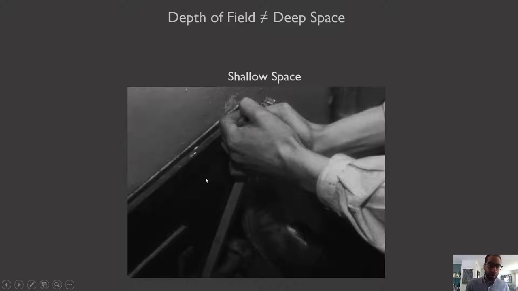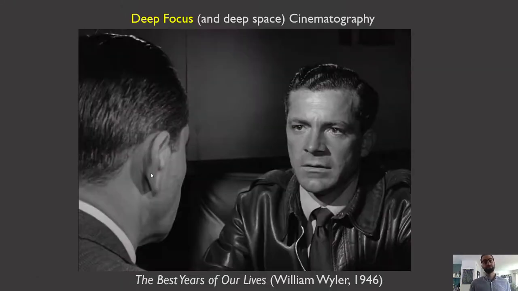I can't see beyond this encumbrance, this wall, or this floor. That's why it's a shallow space composition. So that's kind of just the technical stuff. Why don't we talk a little bit about some expressive possibilities that we can make with deep focus cinematography?